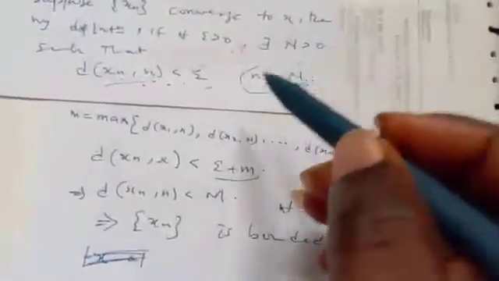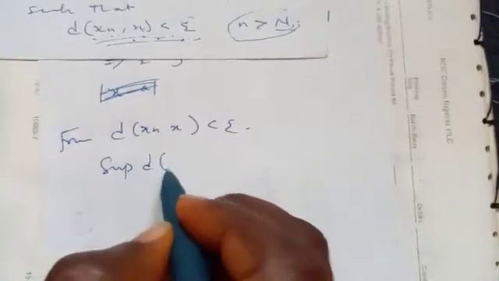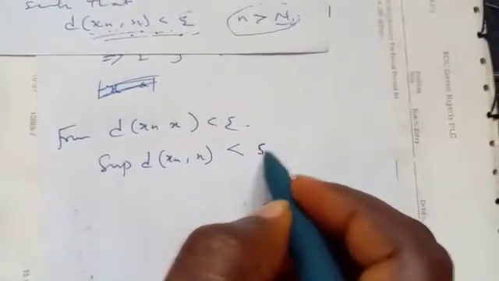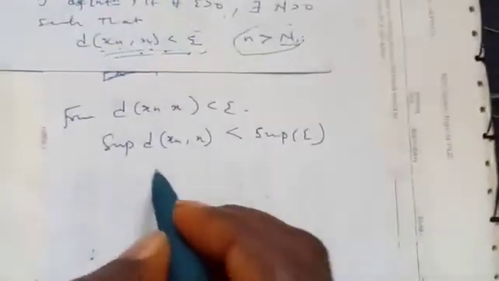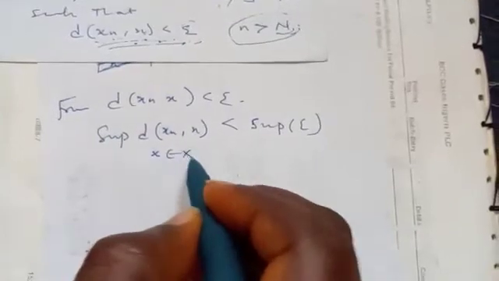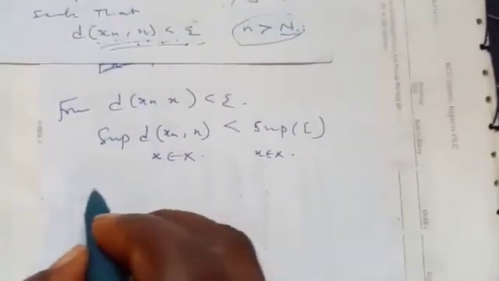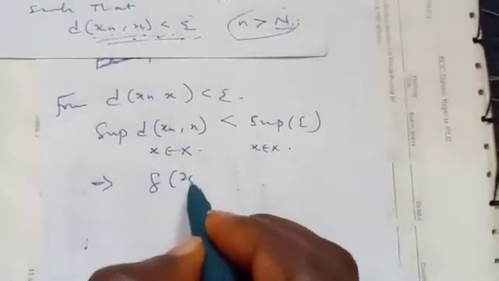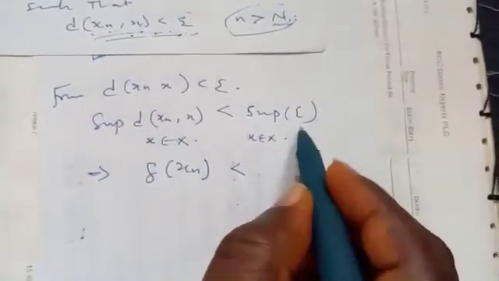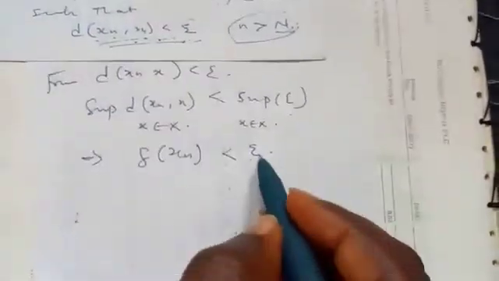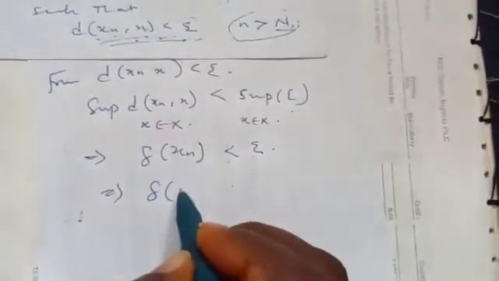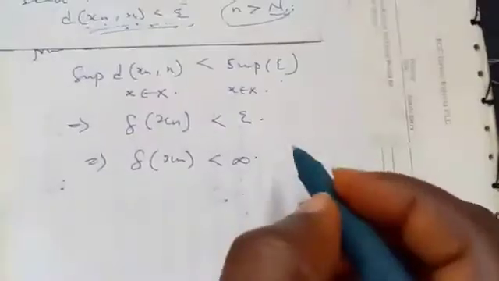And another way to prove this is from this definition. Where we say d(sn, s) is less than epsilon, if you take the supremum of both sides, the supremum over s belonging to S, you say that this is the same thing as the diameter of this Xn. So the supremum of this epsilon is still this epsilon, and this is very small. So that simply means that the diameter here is less than infinity, and we say that it's finite.